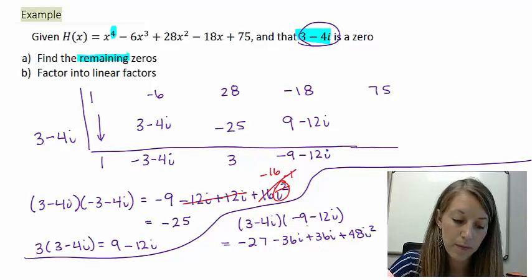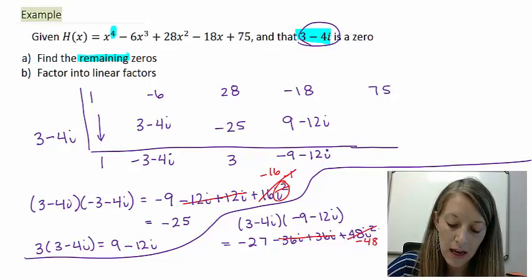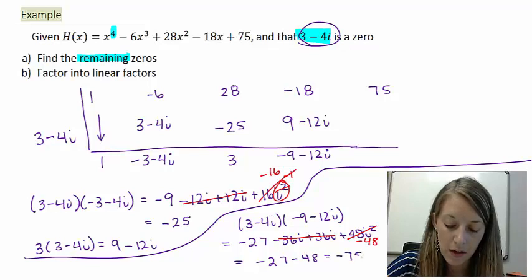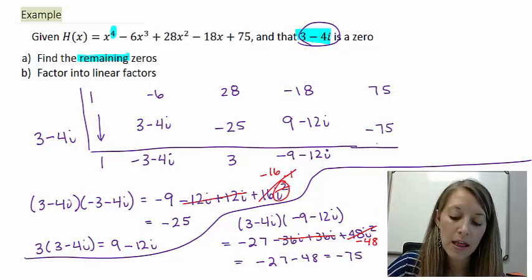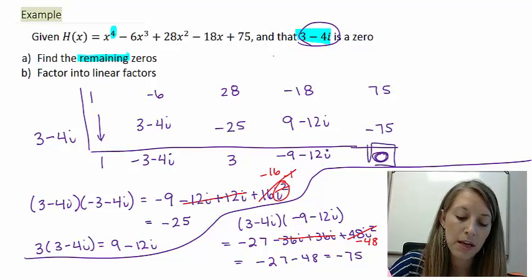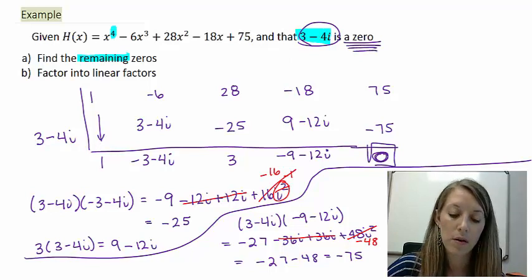+48i squared. Well, my inside i's cancel. This turns it into a -48 back here. And so I have -27 minus 48, which is the same thing as -75. And so that's what goes up here. And so when I add these last two terms, I get 0. And I knew I should because it told me that this is a 0.